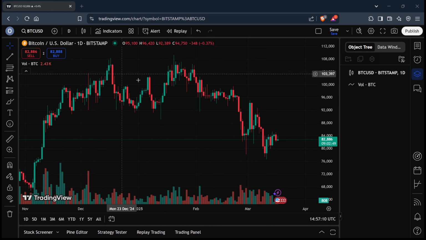This is TradingView. I'm using a separate account from my personal one, one that doesn't have any added indicators or paid memberships. So if you're using the free version of it, you can follow along and not have to worry about using all the fancy indicators that I use for my personal trading account on TradingView.